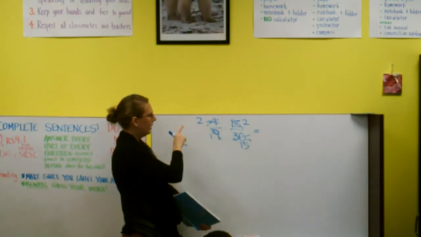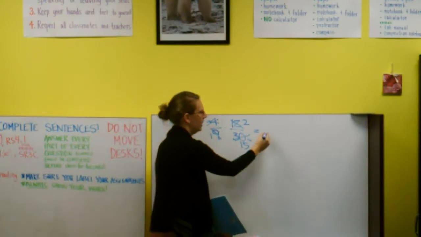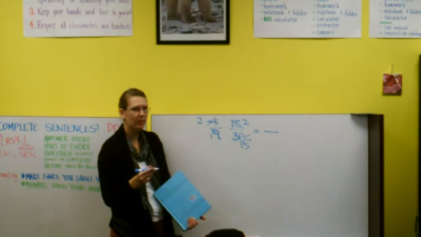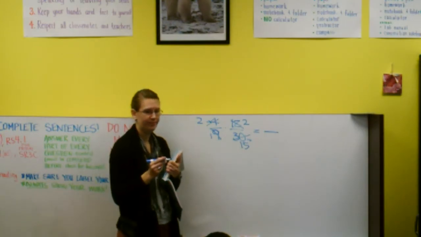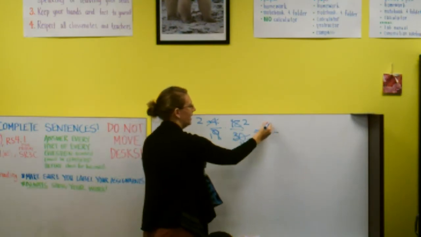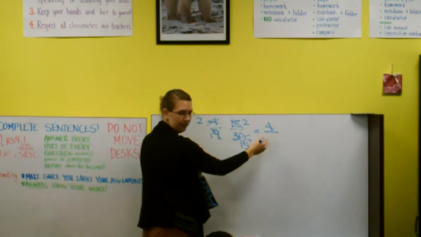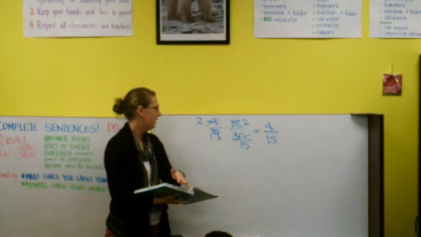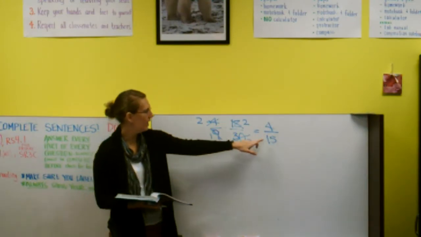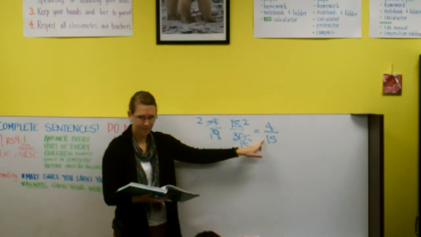So now we've got everything as simple as possible. We can multiply across the top and then multiply across the bottom. So across the top, you've got 2 times 2, which is 4, and 1 times 15, which is 15. Good. So 4 over 15. 4 ninths times 18 over 30 is 4 over 15. Okay?